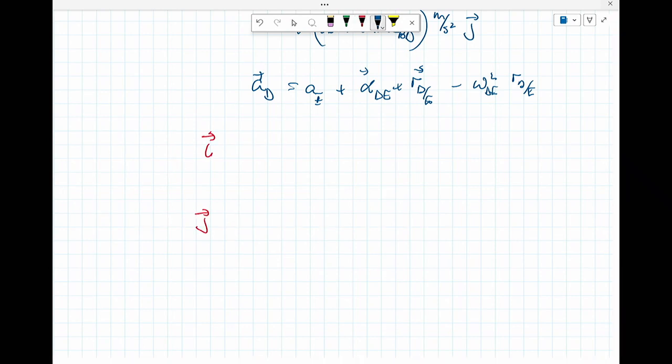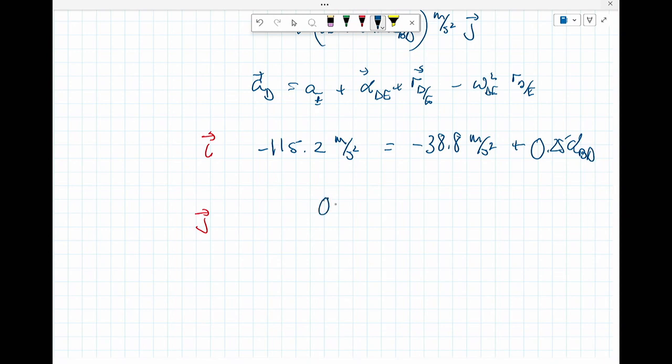And that term ends up being minus 115.2 meters per second squared equals minus 38.8 meters per second squared plus 0.25 alpha BD, and 0.2 alpha DE equals 36 plus 0.6 alpha BD.